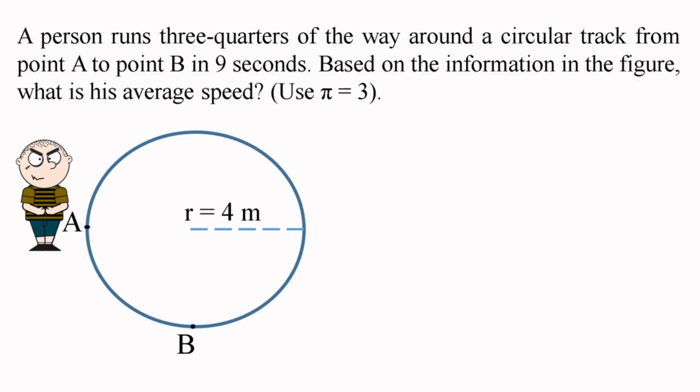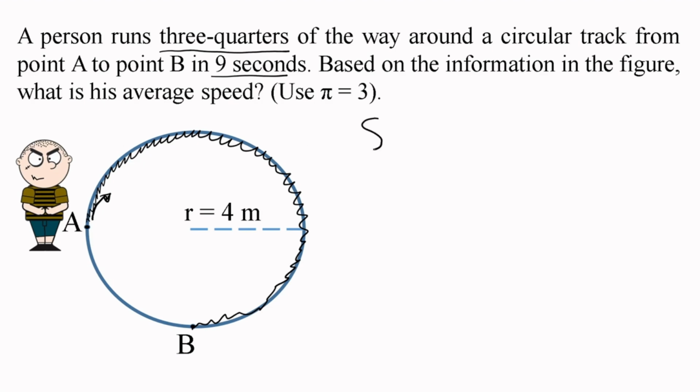Look at the next example. It is exactly like the previous one, but there is a main difference between those two examples. A person runs 3/4, not a full lap, okay, of the way around the circular track from point A to point B. So we can realize that this person is moving clockwise. It starts from here and it passes this route that you can see, and it comes here. And it passes this route in 9 seconds. Based on the information that you have on the figure, what is his average speed?